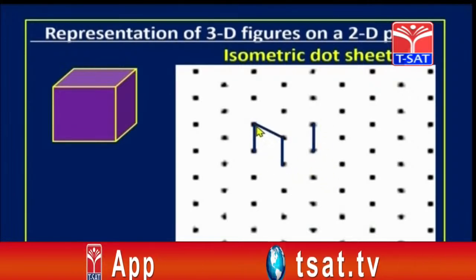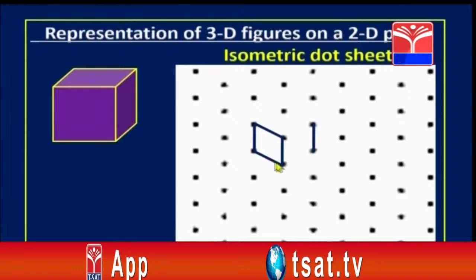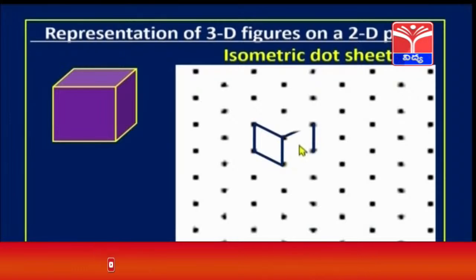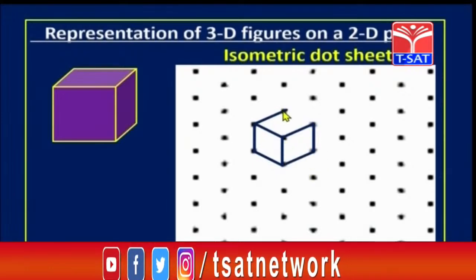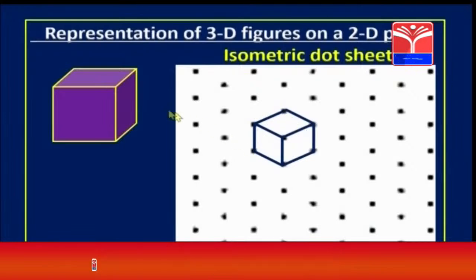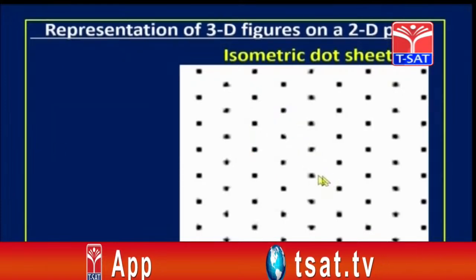Now I am joining these two tops and these two bottoms. In the same way, tops, bottoms, I am joining, children. Now what am I doing? I am joining this to this and next this to this. So I am getting the shape of this cube, children. Now let us understand how to draw the second one.